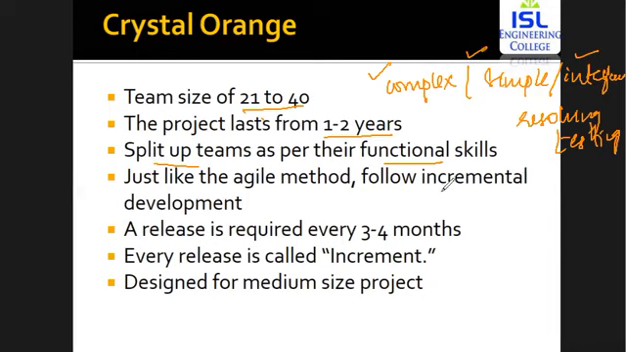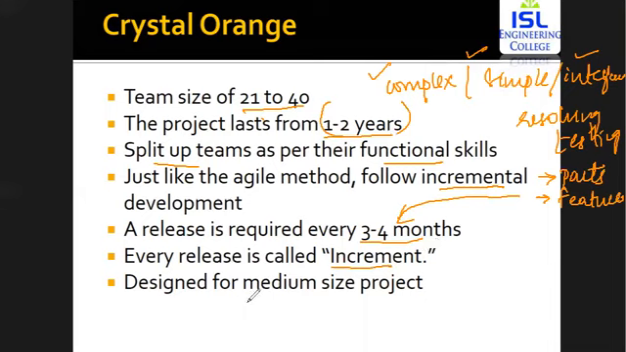Now this Crystal Orange follows an incremental development. Incremental development means you're going to deliver the software in different parts. That is, different features are going to be delivered by different updates within the software. As this entire project is going to require 1 to 2 years, these different features are going to be delivered within a time frame of 3 to 4 months. And every release will be called an increment for every project. Now this is designed for medium-sized projects. Some medium-sized projects can also require 1 to 2 years.